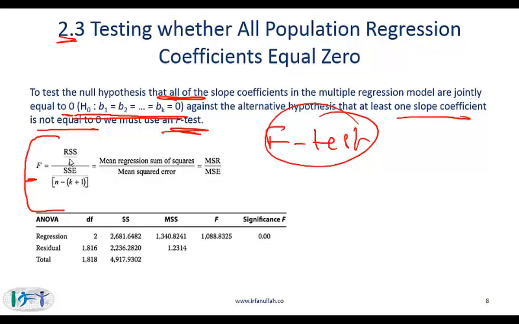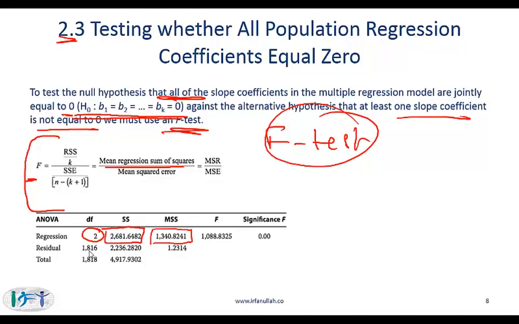What was k in the previous reading? It was 1, because you just had one independent variable. Now if you have 2 independent variables, then what will k be? 2. So if we go back to example 1, where we talked about 2 independent variables, the number of market makers and the market cap, what's k? It is 2. So the mean regression sum of squares is the RSS, which is this regression sum of squares, divided by 2, which will give you this number.